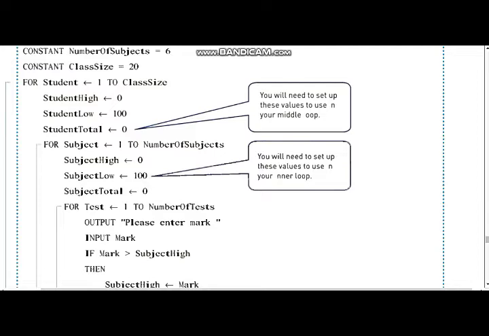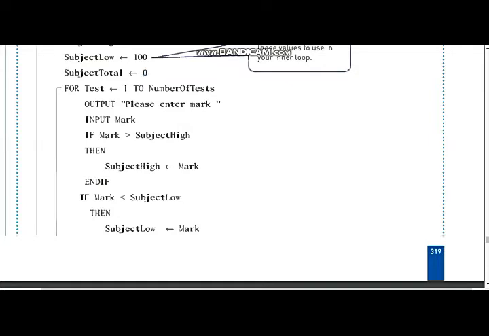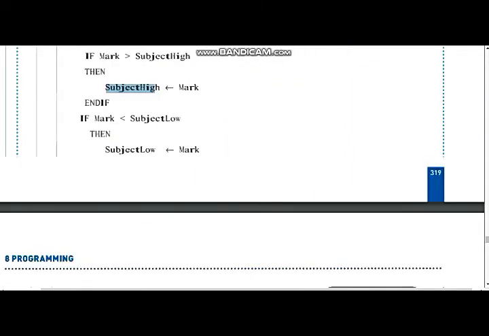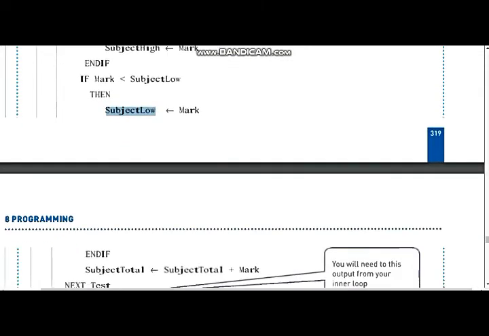For every subject, the specific subject of that particular student, these 3 values, the highest, lowest, and total, will be initialized again. And for every subject, the specific number of tests are being taken. This iteration will run 2 times, because I am considering 2 tests for every subject. We will enter the marks of the student, and then these marks will be saved in a location in memory named mark. If this mark is greater than subject high, which is right now 0, it will be saved. Subject low means lowest marks, and we are comparing them with 100 and trying to find the lowest marks, which will be saved in a variable named subject low.